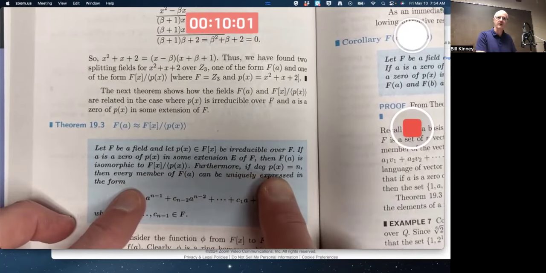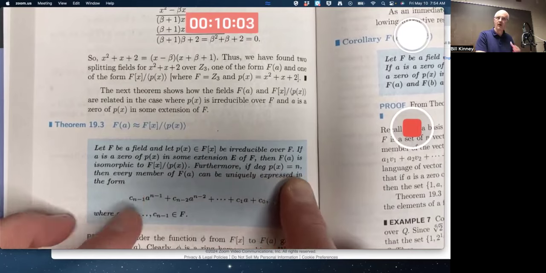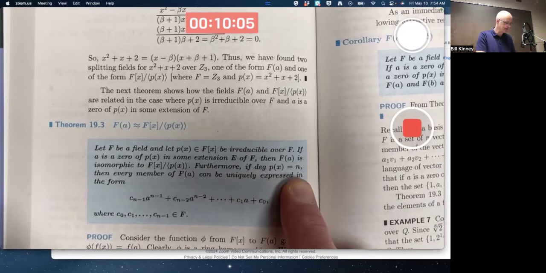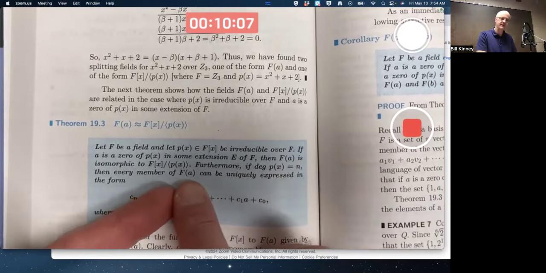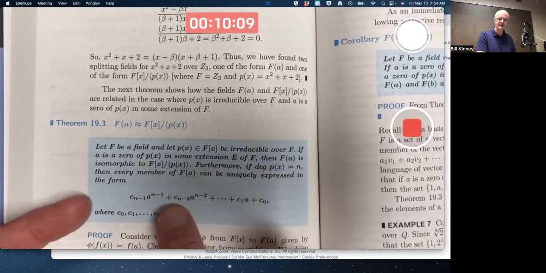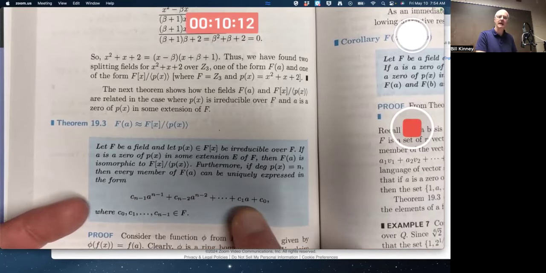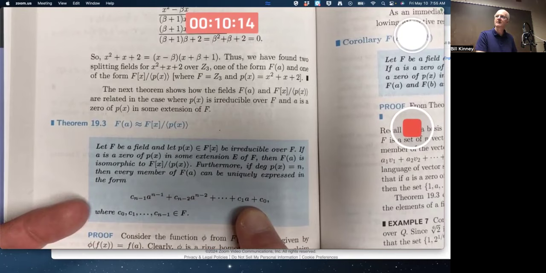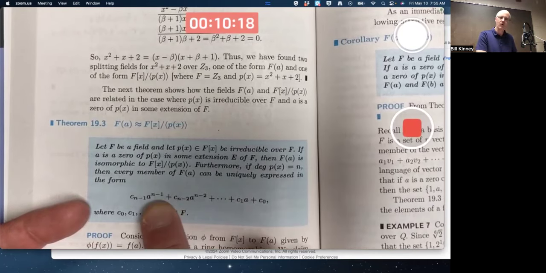If the degree of the polynomial that is irreducible is n, our polynomial's degree 3, then every member of this field extension can be uniquely expressed in this form as a linear combination of the powers of A. How many powers? Up through the n minus 1 power.